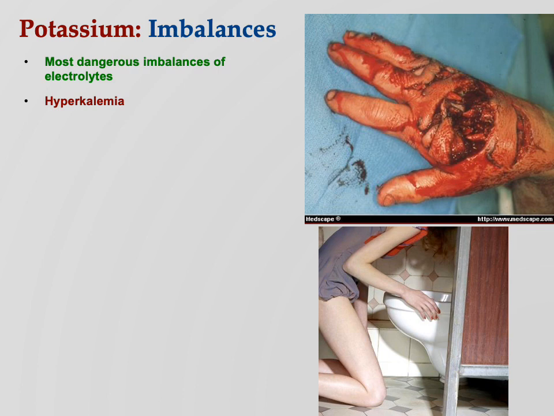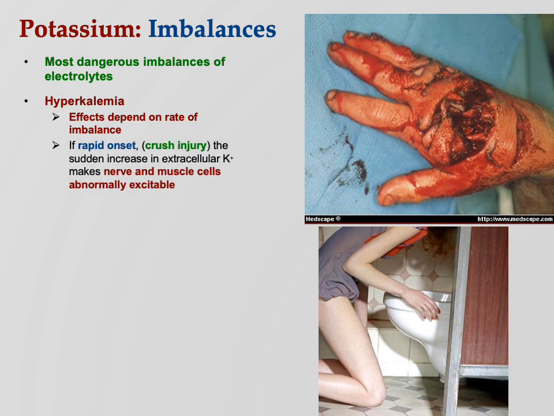So hyperkalemia, too much. Remember, potassium is the main cation of the intracellular fluid. So it's inside of cells. It's not supposed to be a major cation of the extracellular fluid, and if it becomes one, that's problematic, okay? Now, the effects of that depend on the rate of the imbalance, whether it comes quickly or slowly. If it's a rapid onset, like a crush injury, then you get an increase in nerve and muscle excitability. Because remember, potassium is inside the cells, like in a crush injury, which is what you see in the upper right. Looks like a laceration. Well, there are lacerations, but that was caused by the person's hand being crushed. The skin just popped and the bones crunched.